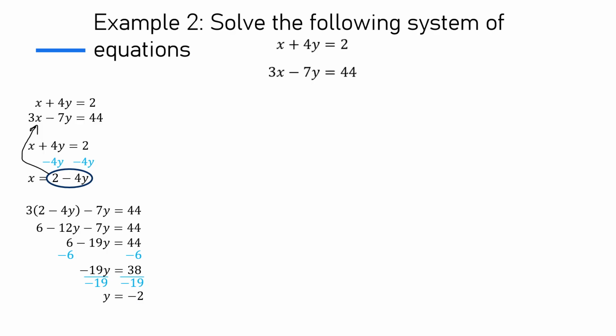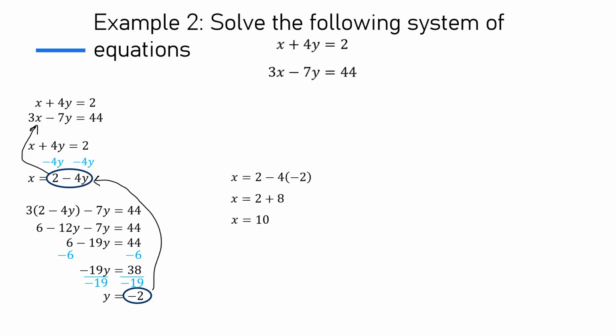Well, now I know what y is. We can take that value for y and substitute it in to our equation that tells us what x is supposed to equal. 2 minus 4 times negative 2, because the negative 2 went in place of the y. And then we can continue to evaluate. Negative 4 times negative 2 is a positive 8. So we have 2 plus 8. 2 plus 8 is 10. x equals 10. Just like before, we should always check.